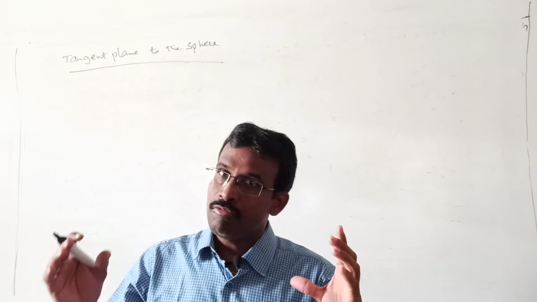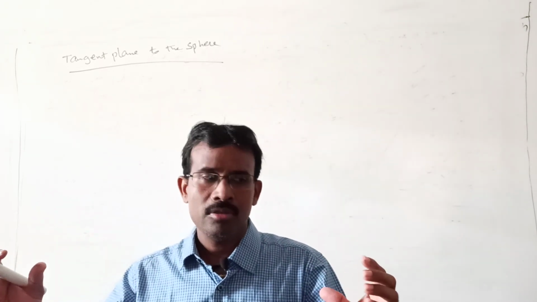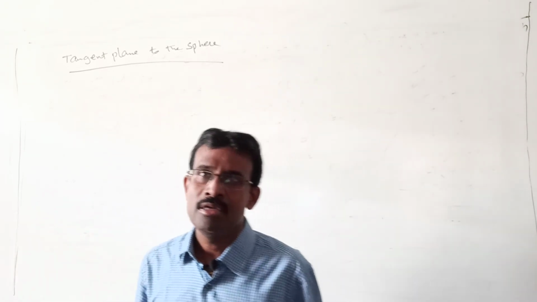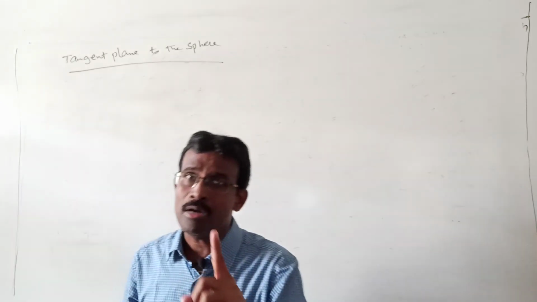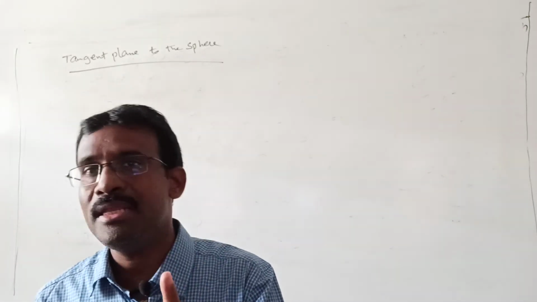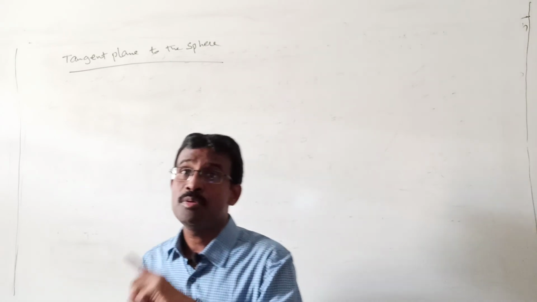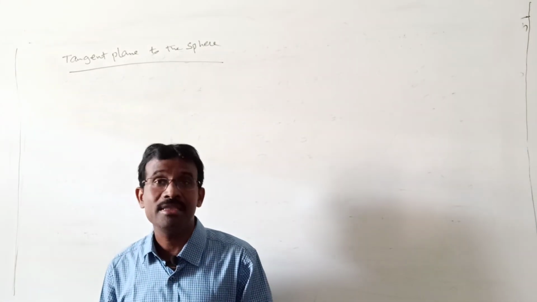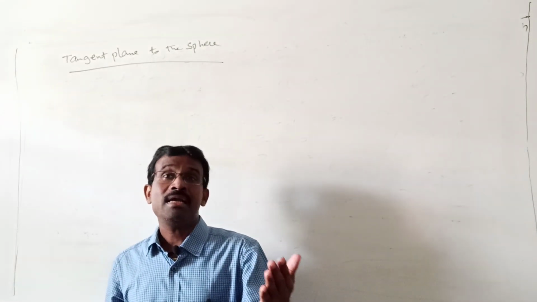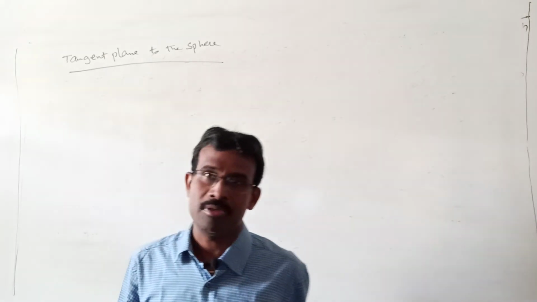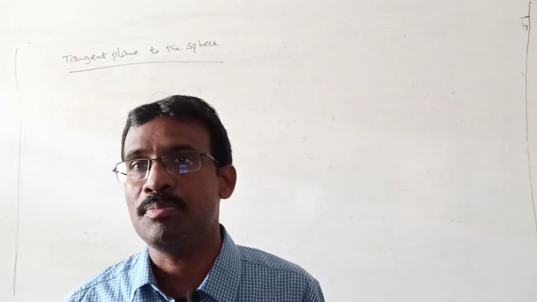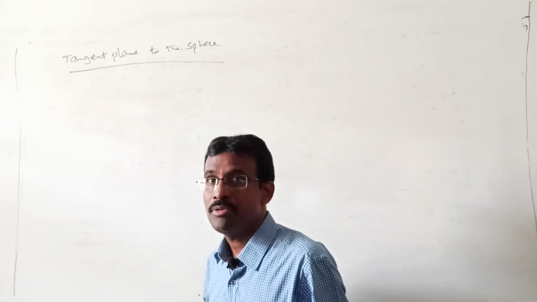Let us take one sphere and a plane. Both are intersecting each other. If there exists exactly one common point between them, then the plane is called a tangent plane to the sphere. Otherwise, if a plane touches the sphere at a single point, then that plane is called a tangent plane to the sphere.